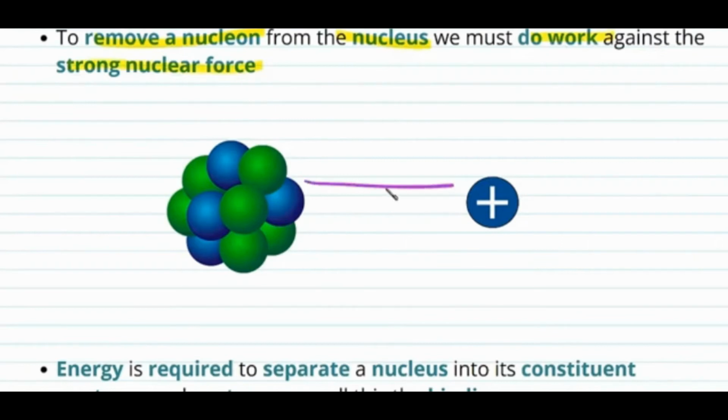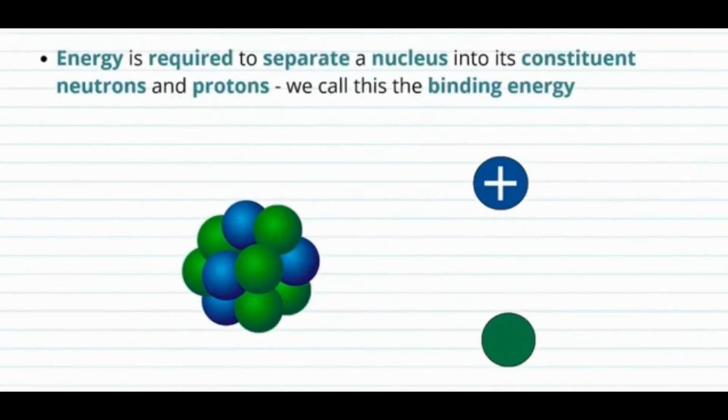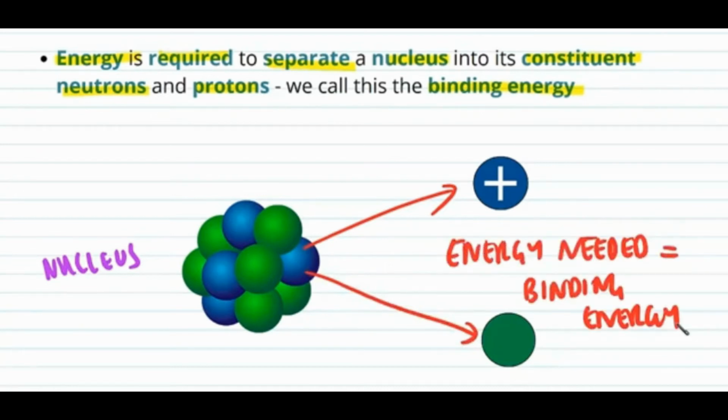The strong nuclear force will act to pull the nucleon back towards the nucleus. So in order to separate this proton from the nucleus, work must be done against the strong nuclear force. And because of this work done, energy is required to separate a nucleus into its constituent neutrons and protons. We call this the binding energy. So to separate the nucleus out into all its different nucleons, the energy needed is called the binding energy.